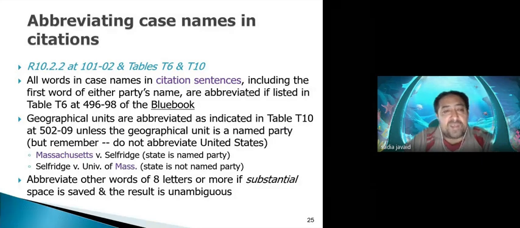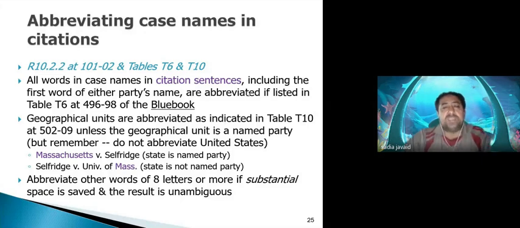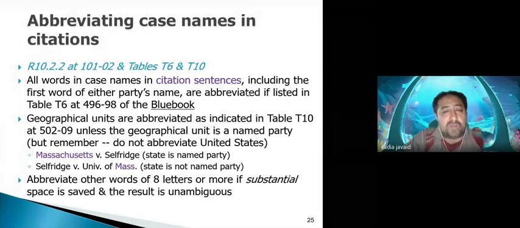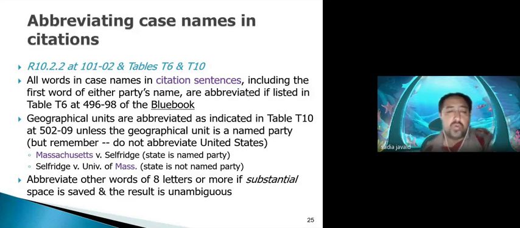Abbreviating case names in citations: R10.2.2, pages 101-02, tables T6 and T10. All words in case names in citation sentences, including the first word of either party's name, are abbreviated if listed in table T6 at 496-98 of the Bluebook. Geographical units are abbreviated as indicated in table T1 at 502-09, unless the geographical unit is a named party. But remember, do not abbreviate United States.